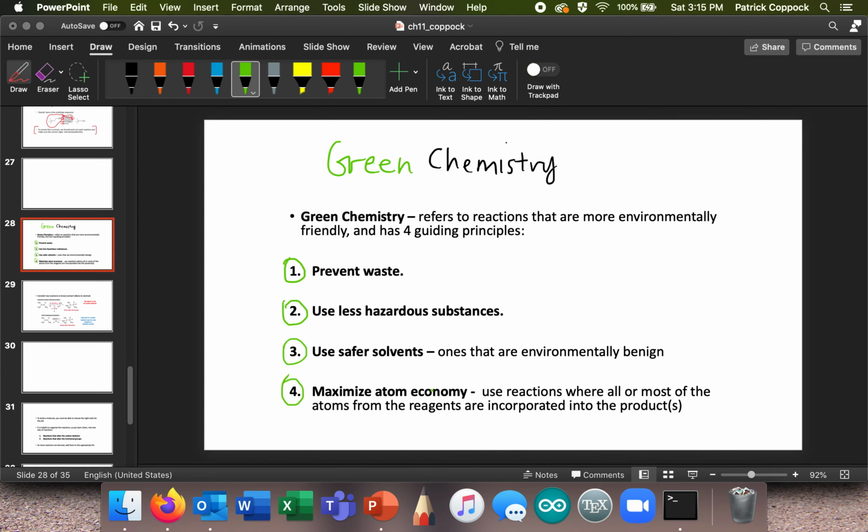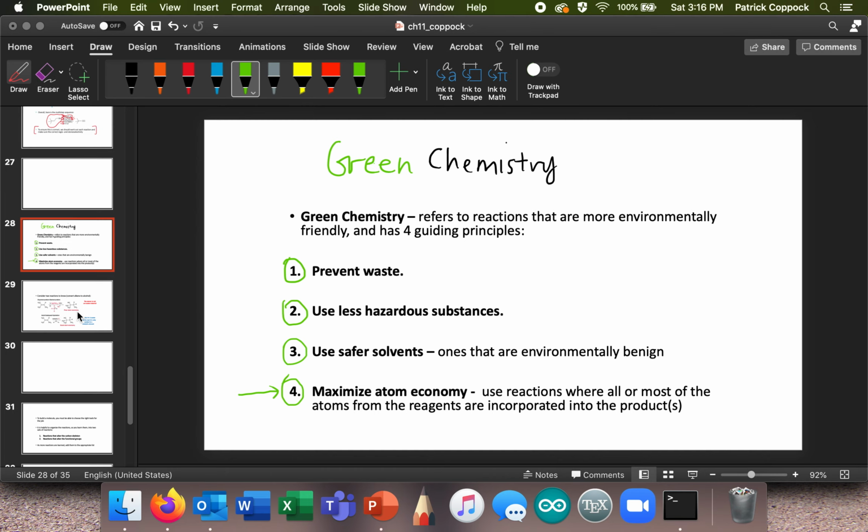This one's not so obvious, but you want to use reactions where all or most of the atoms of the reagents are incorporated into the products. We definitely have been exposed to some reactions this semester where we have a ton of atoms that are just getting thrown away. So this one's, I think, one of the more difficult ones to really appreciate. The other ones, I think, are relatively obvious.